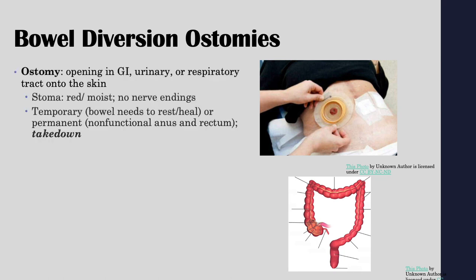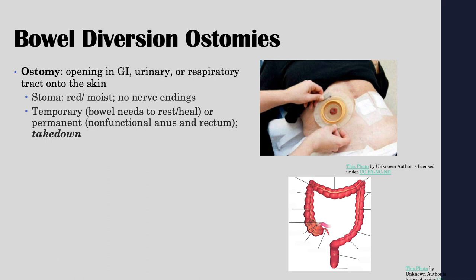Bowel diversion ostomies. An ostomy is an opening in the GI, urinary, or respiratory tract onto the skin. So it's an incision. And the stoma is a red, moist part of either the intestine or part of the urinary or the respiratory tract that comes out. So if you have an ostomy in the GI tract, they'll actually take out a piece of the intestines, and that piece will be called the stoma, and it should be red and moist, and it does not have any nerve endings. It can be temporary, which will allow the bowel to rest and heal, or it can be permanent because you have part of your system not functioning.